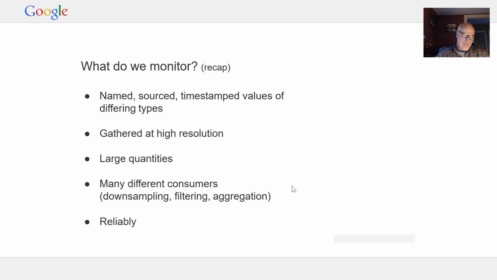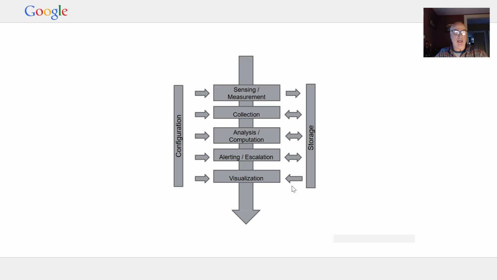So what do we monitor? Just to recap: named, sourced, time-stamped values of different types, gathered at high resolution because you can't gather at low and then produce reports at high. Large quantities, many different consumers, and reliability matters.